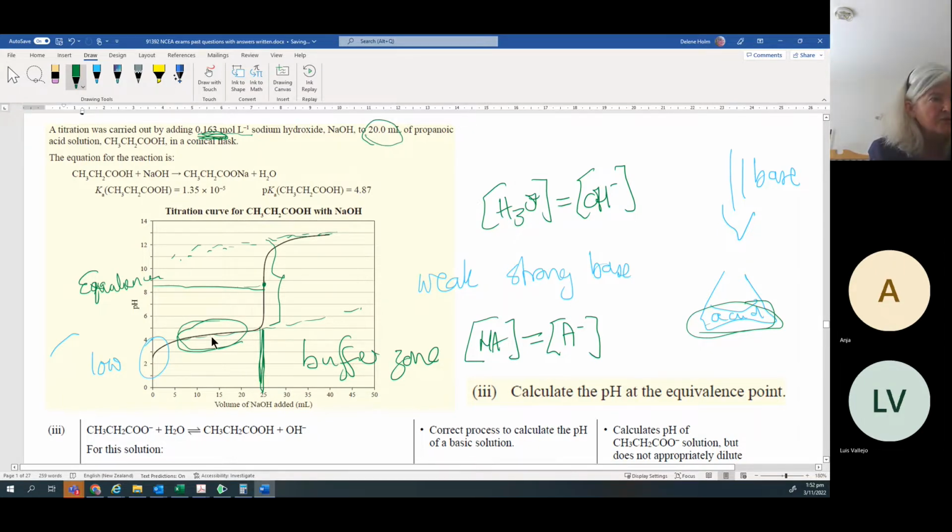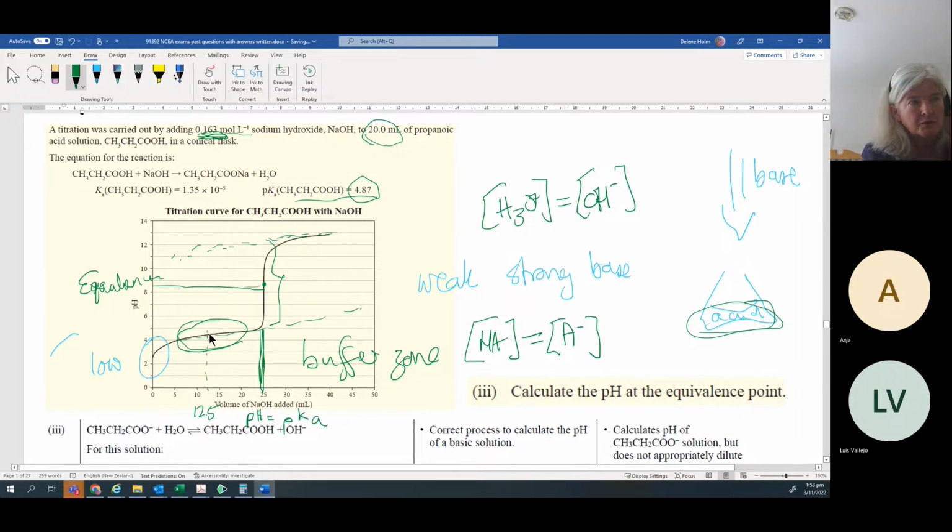But pretty much the halfway point over here, at around about 12.5, is when your pH is equal to your pKa. So if you're ever told to calculate the pKa of something or calculate the Ka of the acid, here you've been given it, but if you needed to calculate it, it is always the midpoint of the buffer region.